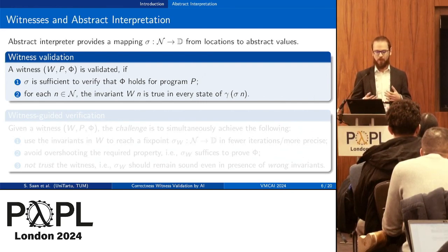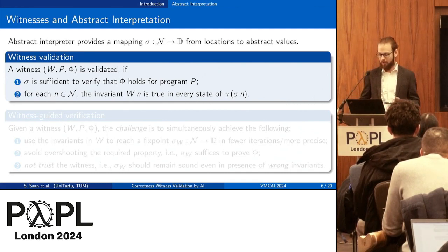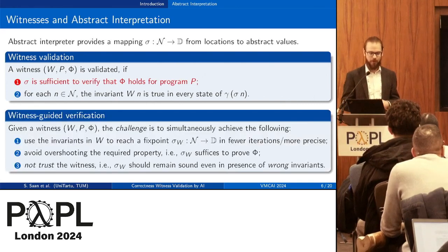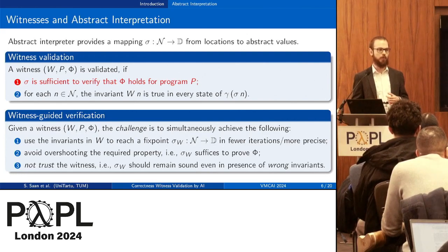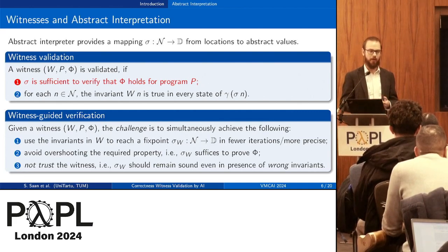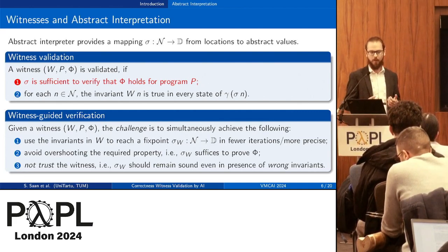But we would like to somehow benefit from knowing the invariants ahead of time, which some other techniques already do. For this, we study witness-guided verification in this first point, and we want to achieve three things simultaneously. We want to use the invariants in the witness to reach a fixed point which is maybe more precise, or to reach it in fewer iterations. At the same time, we have to avoid overshooting the property that we want to prove about the program. And finally, we should not trust the invariants in the witness to be correct.